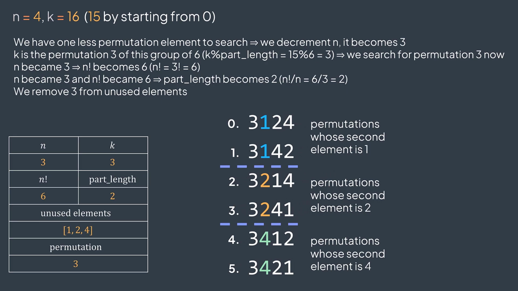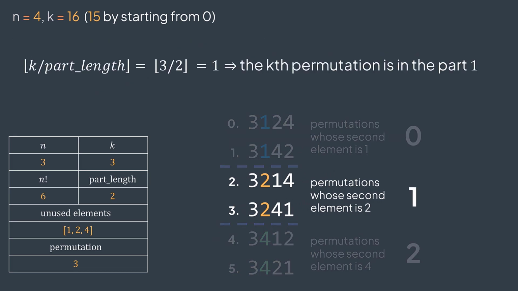Can we now find the part the kth permutation belongs to? Yes, once again, we divide by the part length. 3 divided by 2 gives 1, so the kth permutation will be in part 1. And we know that permutations of part 1 have 2 as second element, so the second element of our permutation will be 2. Again, the search space will be reduced.